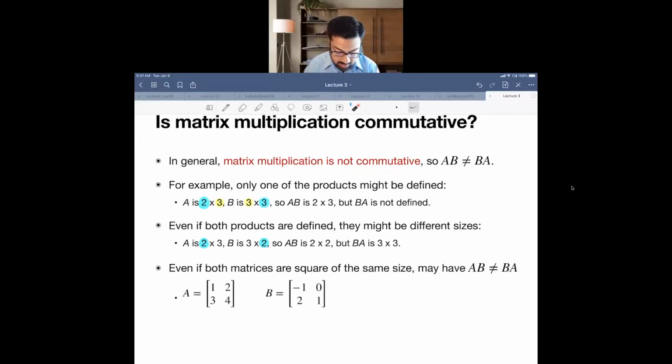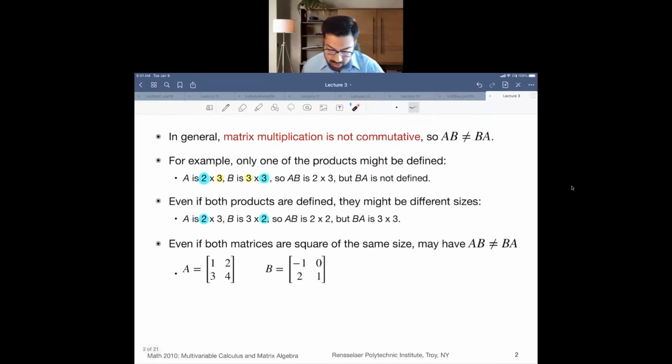Now let's take a look at the third case here, where even the sizes of the result match up. So even if both matrices are square and of the same size, you may have AB not equal to BA. So in this case, we have a 2 by 2 matrix in A. Let me write this down here. A 2 by 2 matrix in A and a 2 by 2 square matrix in B.